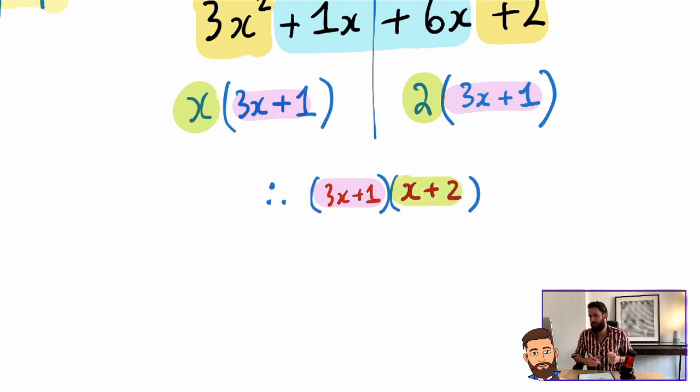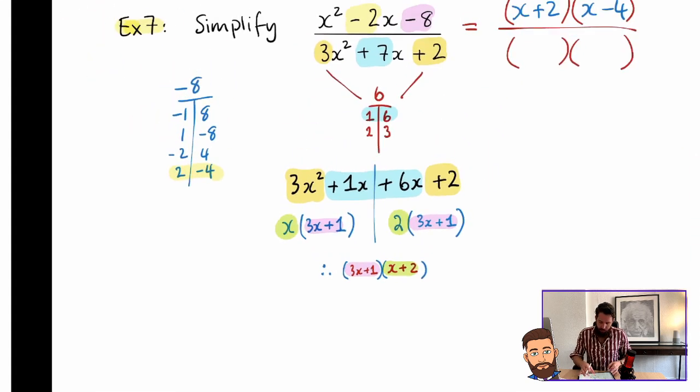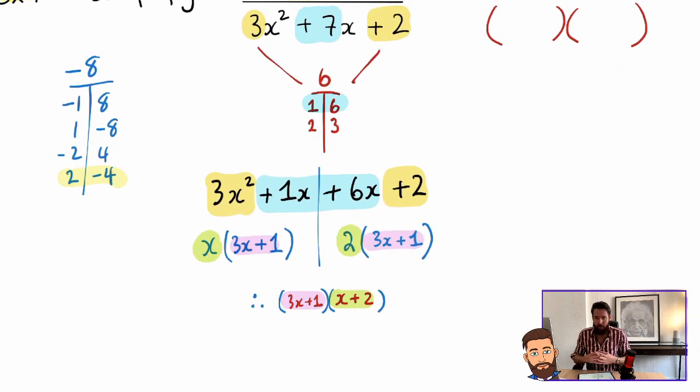That's where that bracket comes from. So we have now factorised this harder quadratic. And if you haven't seen that method before and that's the first time seeing it, go back and watch Factorizing Quadratics 2, because I break it down in a lot of detail there.